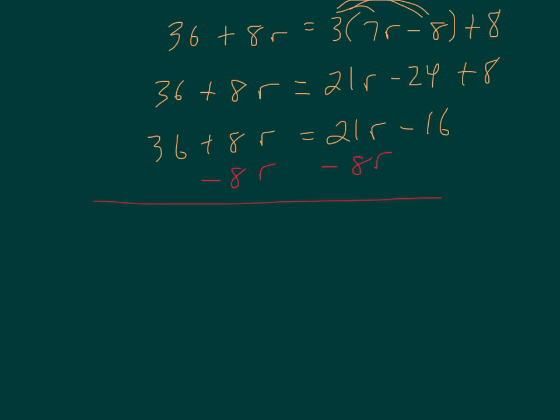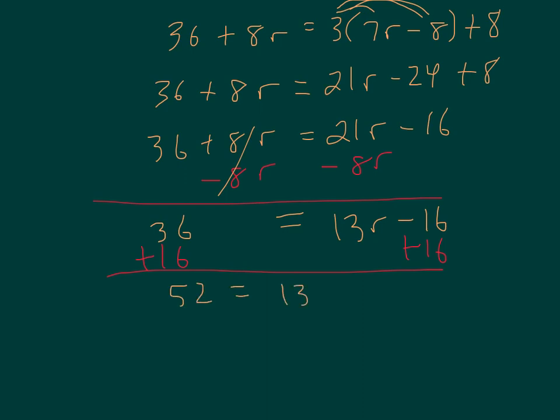Because 21 minus 8 is positive versus 8 minus 21 would have been negative. I'm trying to avoid any complications. It works out either way, but that's my goal. 21r minus 8r is 13r minus 16. Now we're going to choose to add 16, and the reason being, right, the goal is to get r by itself. 36 plus 16 is going to be 52 equals 13r.